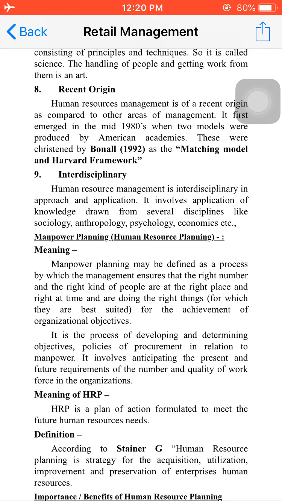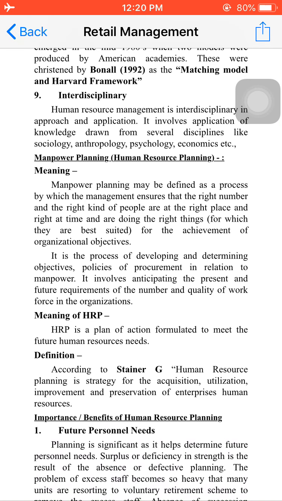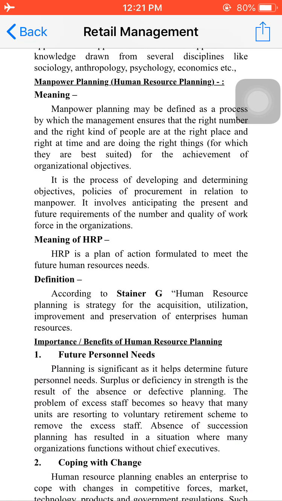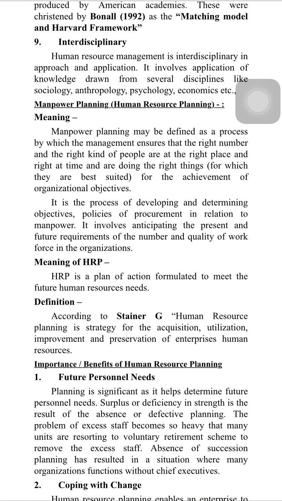So the next heading is manpower planning. Manpower planning is nothing but human resource planning. Planning is nothing but a predetermined activity, right? Planning is nothing but a predetermined activity or a set of actions. So what is this exactly? Human resource planning is nothing but acquiring and allocating the persons. This is what human resource planning says.